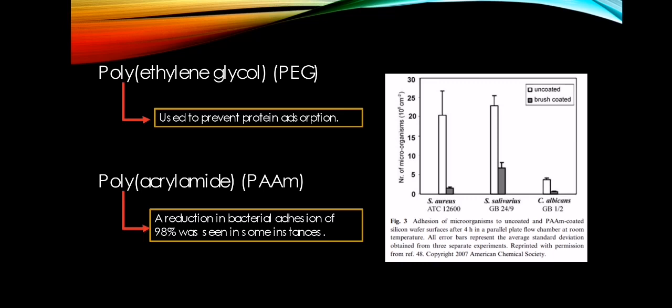Polyacrylamide, or PAM, polymer brushes have been prepared on silicon oxide wafers as a model substrate for silicon rubber using surface-initiated polymerization. The adhesion of S. aureus, S. salivarius, and C. albicans was shown to be greatly reduced on brush-coated wafers compared to non-coated controls. The system was later transferred to silicon rubber and shown to reduce the adhesion of the same bacterial strains and be stable in reconstituted saliva for 1 month, as shown in figure number 3.